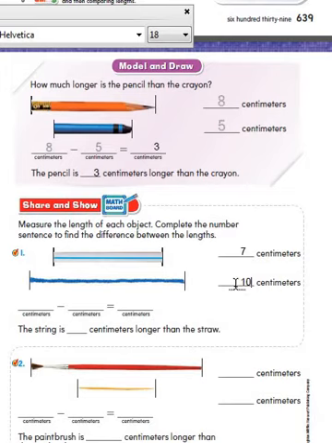By how many centimeters? How much longer is the string than the straw? So as we said, the bigger number at first and then minus 7. The answer will be 3. So the difference between the two lengths is 3 centimeters. The string, which is longer, is 3 centimeters longer than the straw.